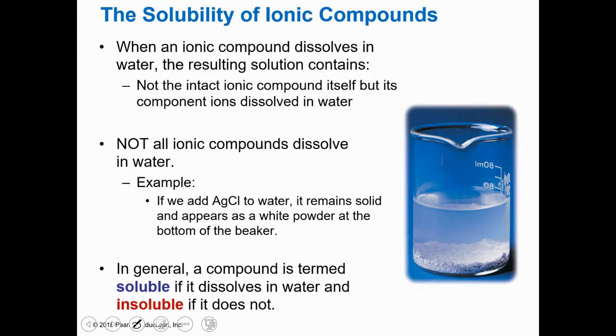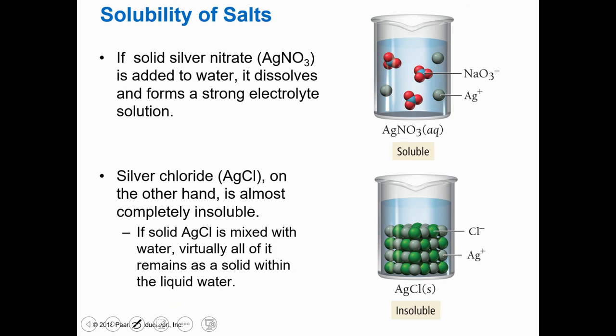Okay, so let's talk about our ionic compounds. Not all of our ionic compounds are soluble in water. If they dissolve in water, they're considered to be soluble. If they don't, they're considered to be insoluble. There's some rules to which ones are soluble and which ones aren't. Here, for example, are two that one is and one is not.